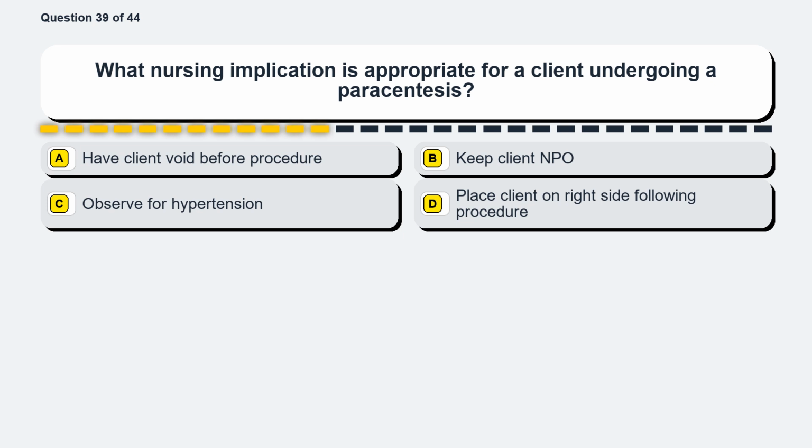Option A. Have client void before procedure. Option B. Keep client NPO. Option C. Observe for hypertension. Option D. Place client on right side following procedure.